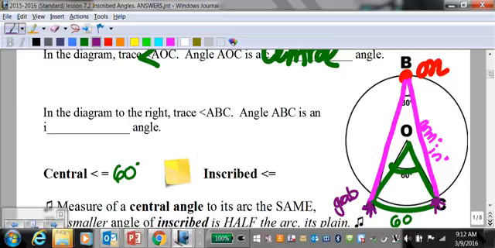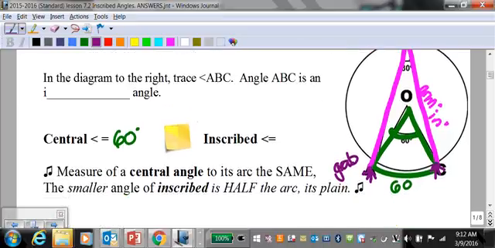I grab 60. Now draw your hands back to your chest so the angle has to measure what? 30. Yeah, measure of a central angle to its arc the same. The smaller angle of inscribed is half the arc its plane. It's part of the new song. So that's right back here is 30 degrees. This is an inscribed angle. Did I spell plane wrong? No. Plane. All right. Go to your reference booklet.